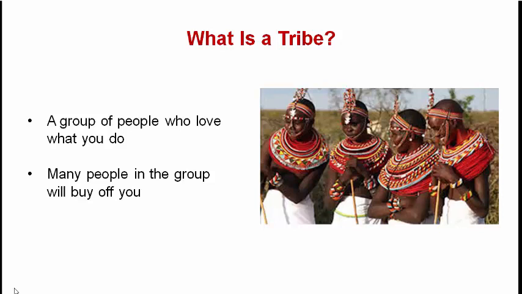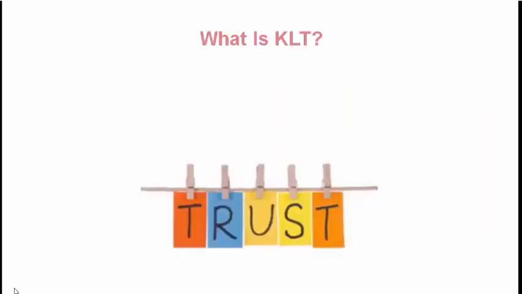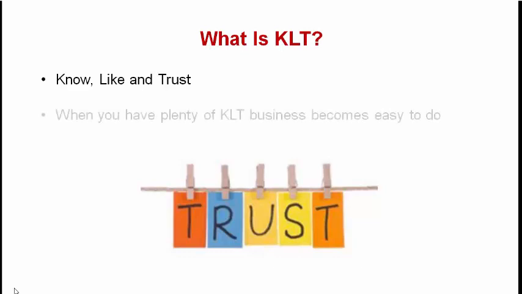So once you've got the tribe, and by the way, you don't need tens of thousands or even thousands. 100 people in a tribe is good. You could make really good money from that. Now, one of the reasons why the tribe concept works so well is because the KLT factor is really working in your favour, and that's the know, like and trust factor. And when you have plenty of KLT, business becomes much, much easier to do. No question about it. So it's about trust.